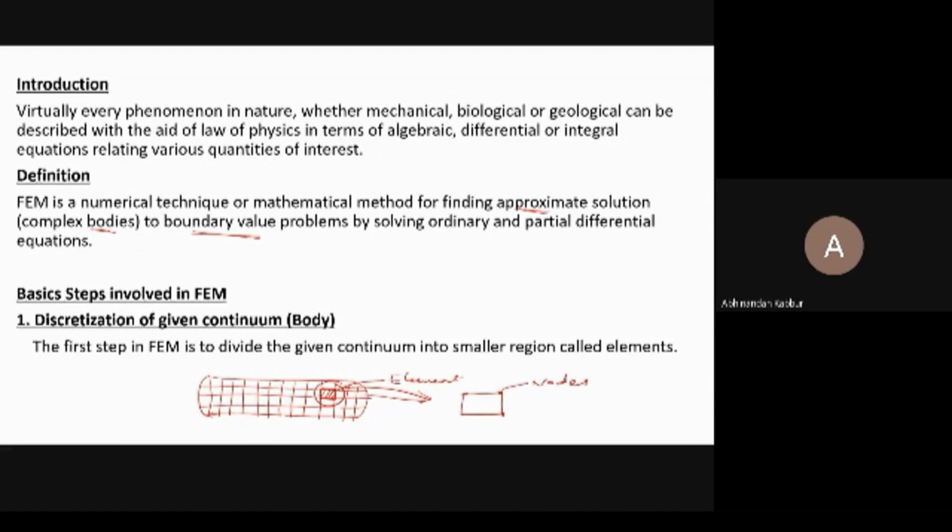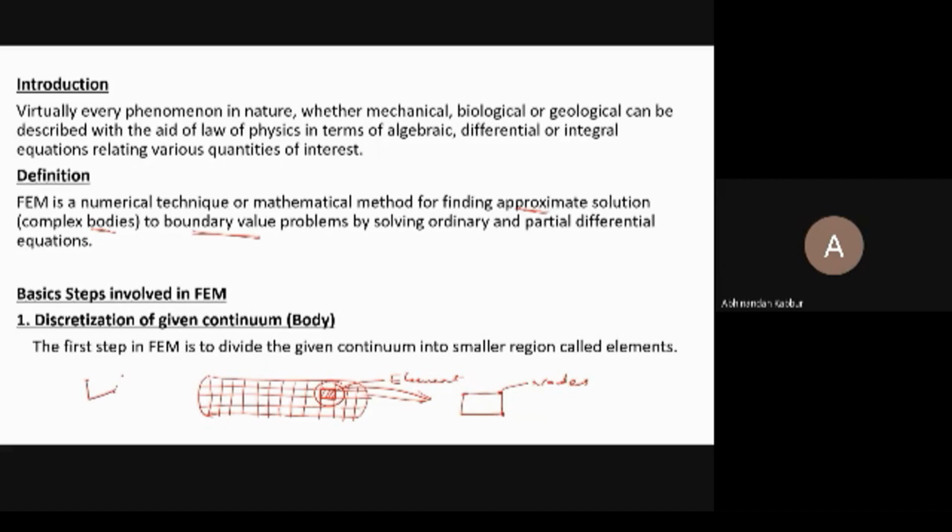Yes, those corner points of an element we call nodes, and the shape of the element mainly depends on the location of the nodes. If the location of any node changes, the shape of the element changes. Here I have 4 nodes. I can put 4 nodes like this.